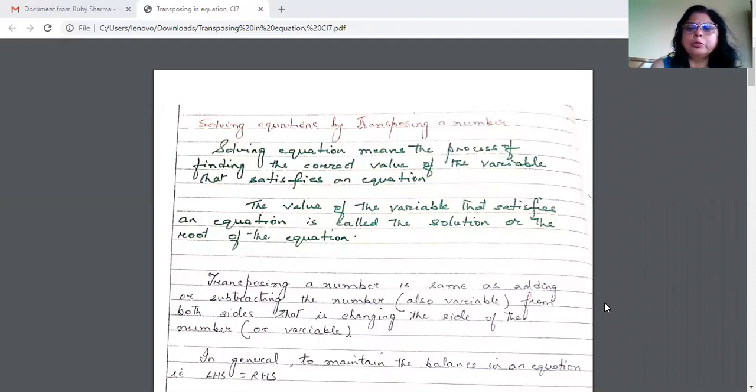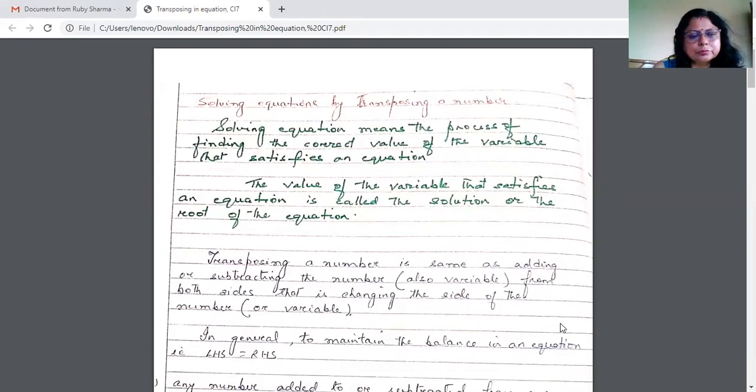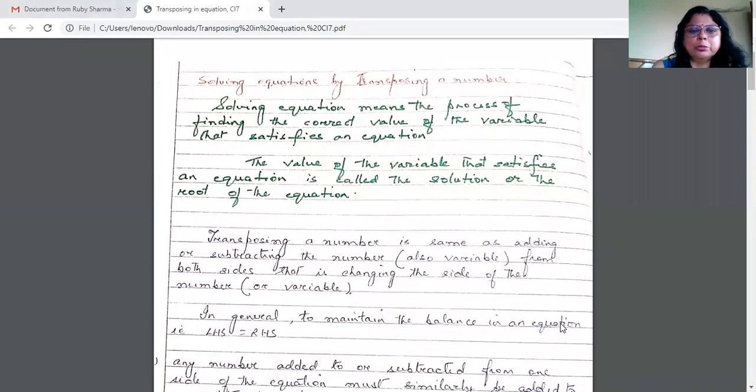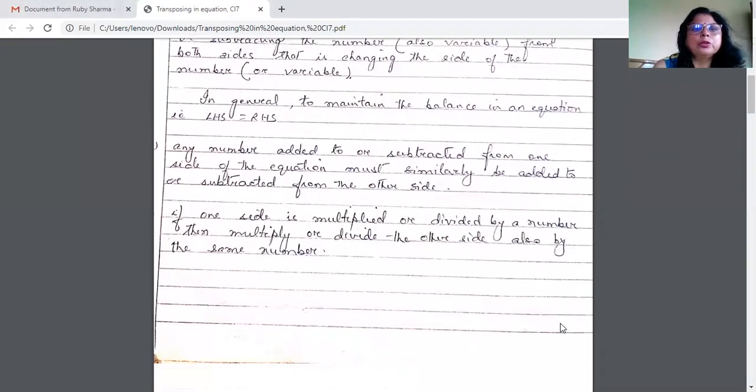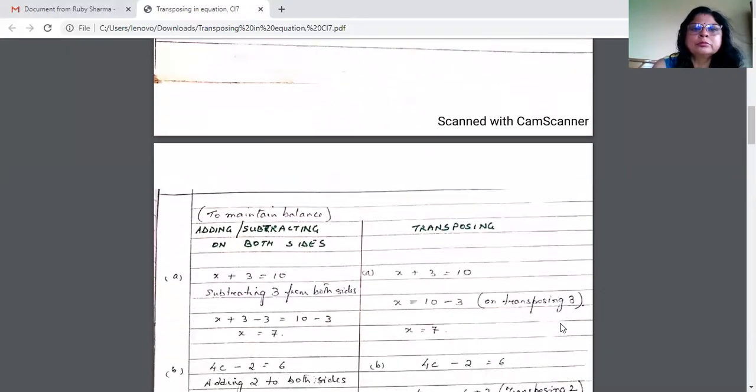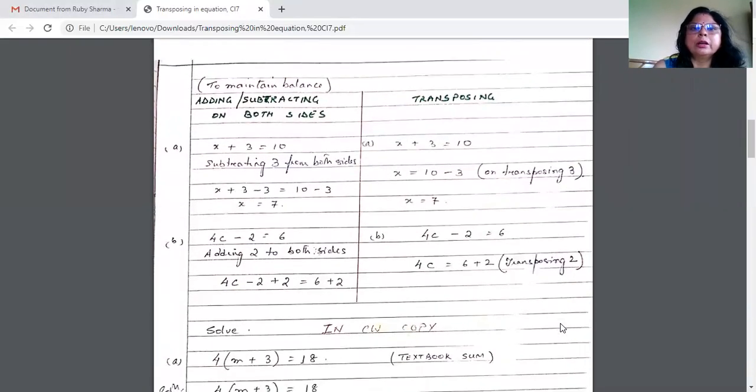Now first of all, I hope all of you know very well what solving an equation means. To find the value of the variable, the unknown quantity, for which the equation is satisfied. That is, left hand side is equal to the right hand side. And the solution is the value of the variable. So these are just a recap of what you had done before. Now what is transposing a number?